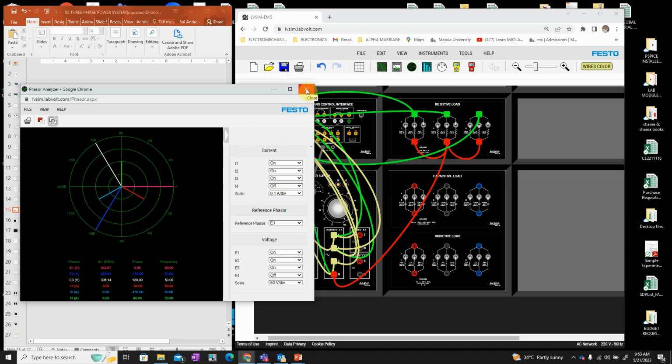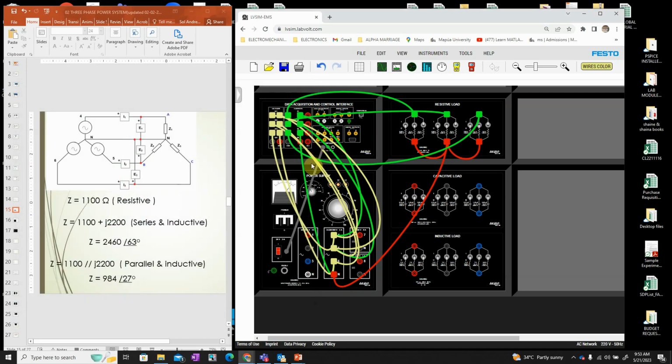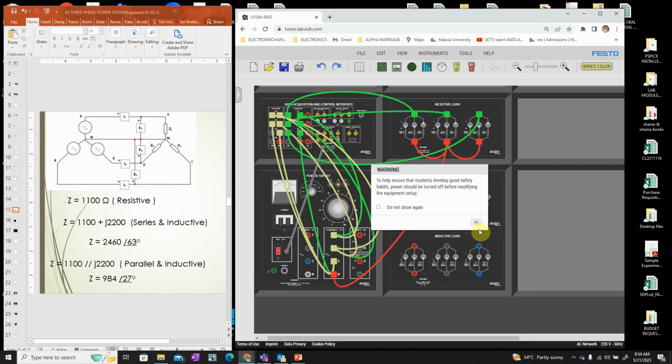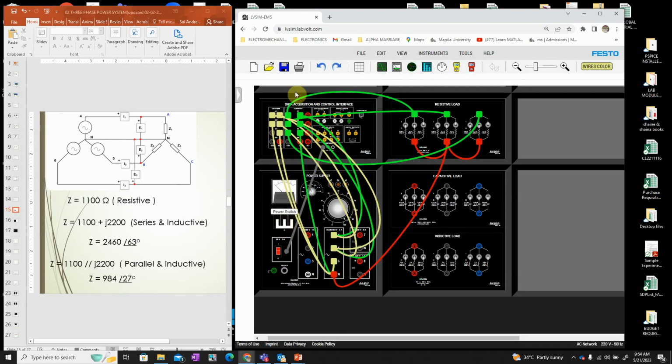Okay, so now let's close this one. So let us have a connection. Let me again remove the yellow wire. I will just click undo. Now this connection is just a current without the voltage. Now if I want a series inductive load and a resistive load, I'm just going to, let's say, delete this one first. Delete this one.